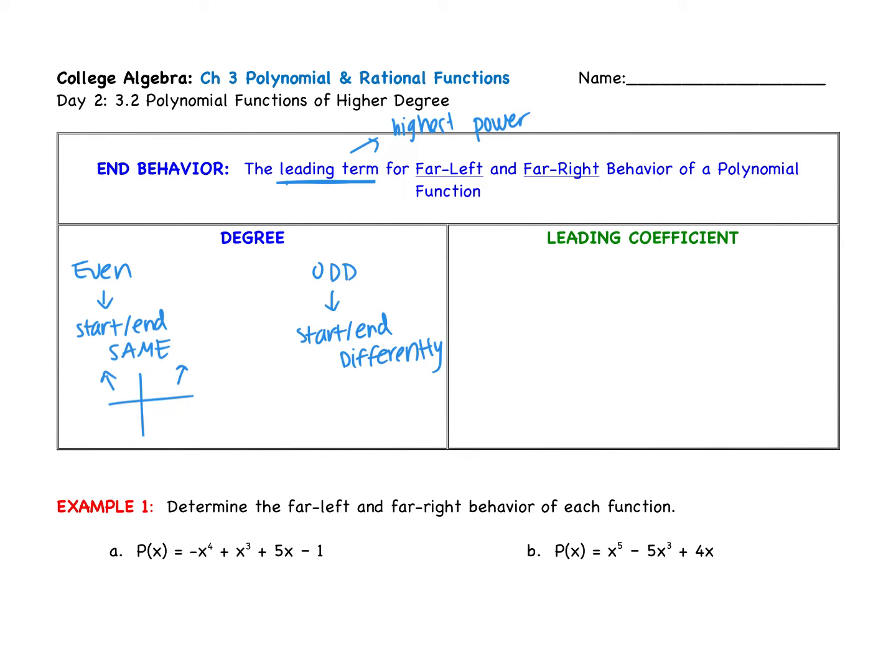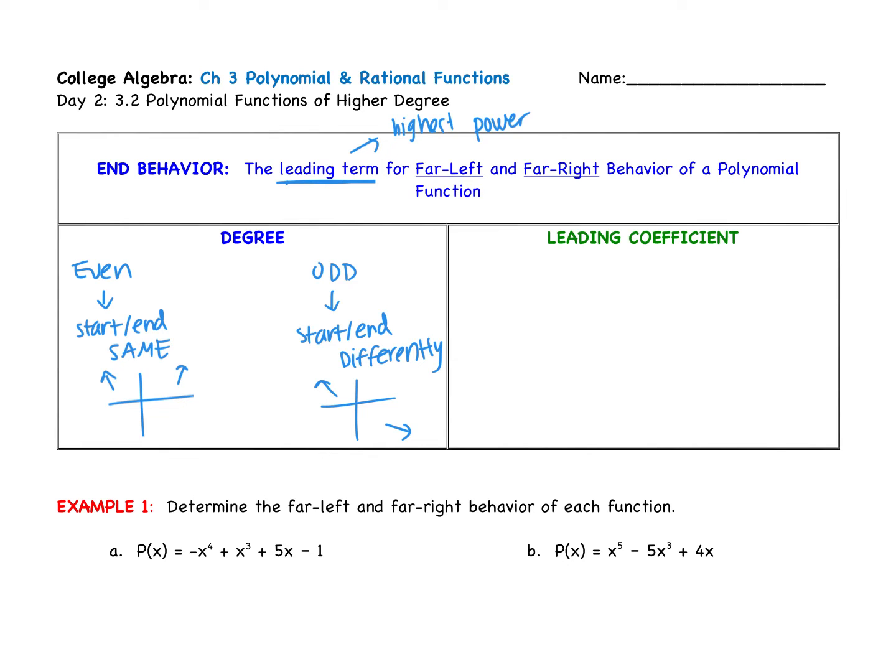That's the end behavior. To the far left, the graph goes up. To the far right, the graph goes up. Something happens in the middle. When we say end behavior, though, we don't care about the middle. All we care about is far left, far right. Odd, on the other hand, will start and end differently. So if we start up, the other side would end down. And again, something happens in the middle. We don't care what happens in the middle. What we care about is that to the far left, the graph goes up, and to the far right, the graph goes down. So that's the first piece of end behavior.